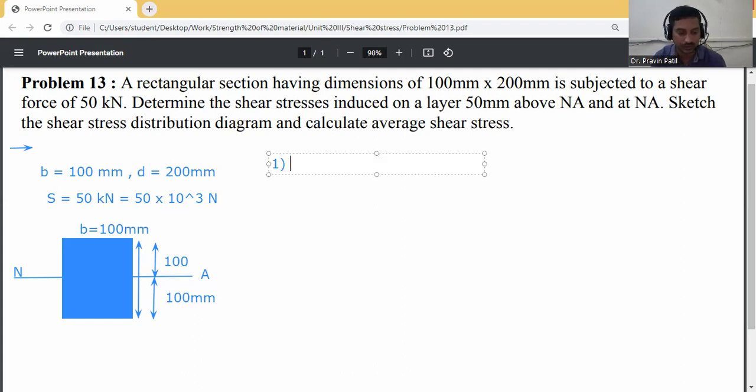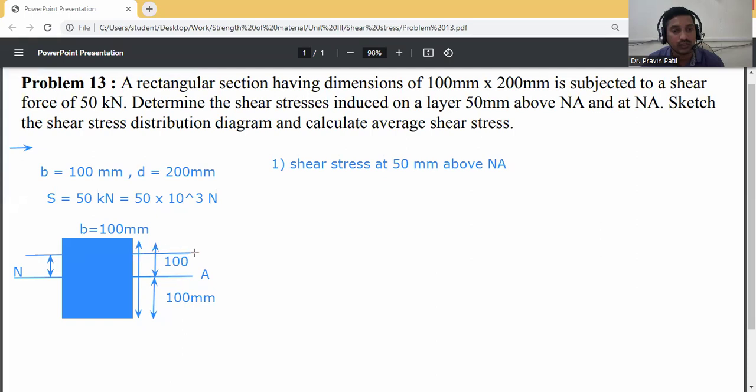First question, shear stress at 50 mm above the neutral axis. So this one is the neutral axis. So 50 mm above the neutral axis. So we need to calculate shear stress here. Okay.